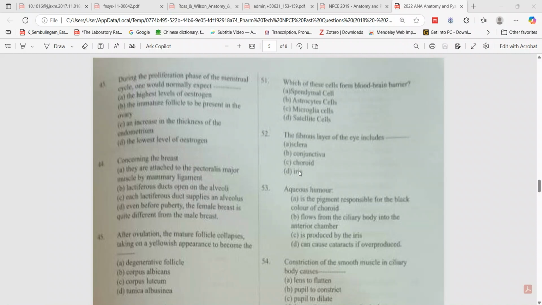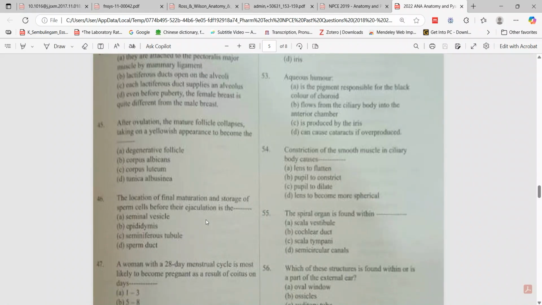Lactiferous ducts open on the alveoli. Each lactiferous duct supplies an alveolus. D, even before puberty, the female breast is quite different from the male breast. No. There is no difference before puberty. Yes. The answer is A. Simple. The answer is A. The attached pectoralis major muscle by mammary ligaments. That's the answer. It's because I didn't mention it, that's why I helped you guys out.